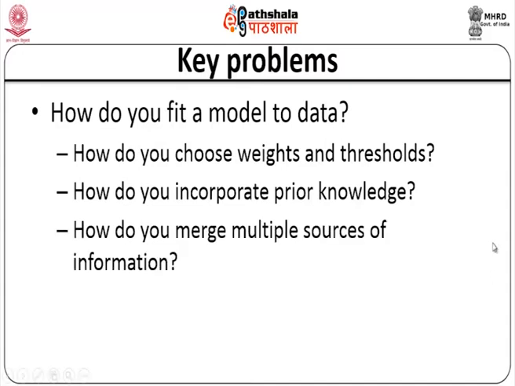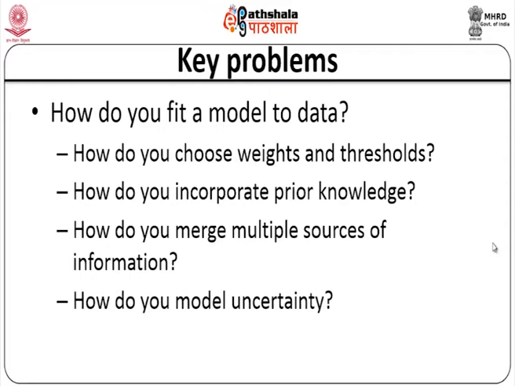Then, how do you merge multiple sources of information? You have different sources of information, how do you merge them? And how do you model uncertainty? All information is not certain. So, how do you model uncertainty? These are the key problems that you have to address when you are trying to fit a model to data. And as you can see, fitting a model to data is the essence of machine learning today, not rules, because today you have data in abundance. So, fitting models to data is very important, and fitting models to different types and modes of data is becoming more and more important. For all this, these are some of the fundamental questions that you have to answer.